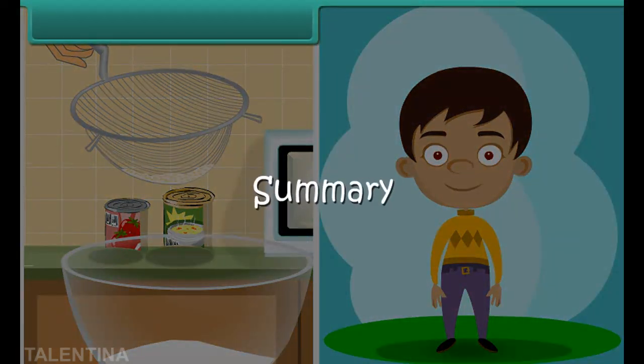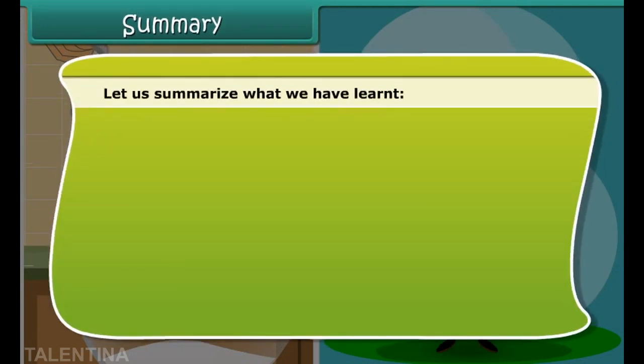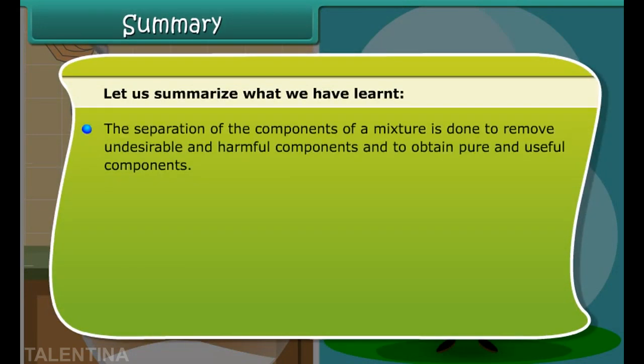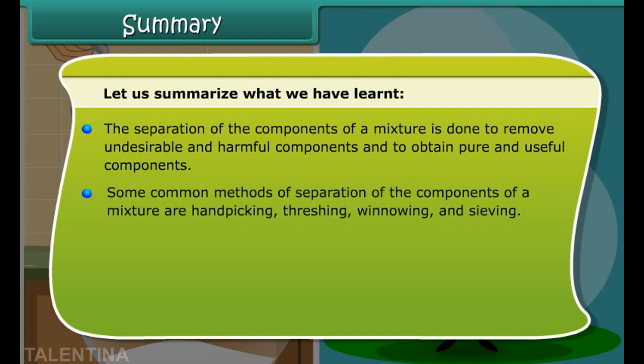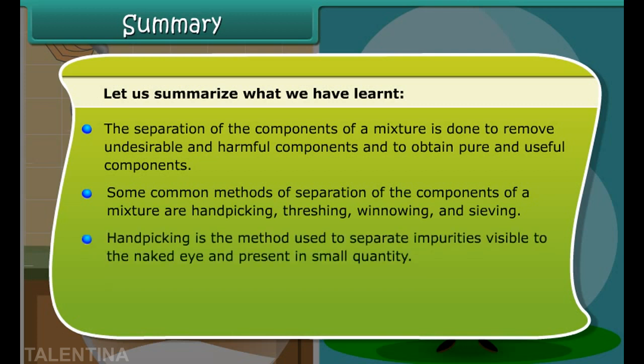Summary. Let us summarize what we have learned. The separation of the components of a mixture is done to remove undesirable and harmful components and to obtain pure and useful components. Some common methods of separation of the components of a mixture are handpicking, threshing, winnowing, and sieving. Handpicking is the method used to separate impurities visible to the naked eye and present in small quantity.